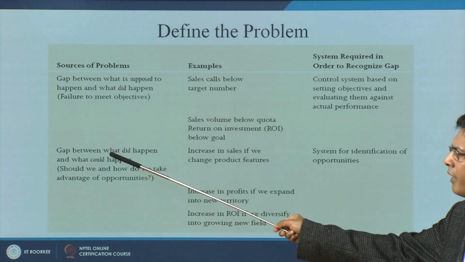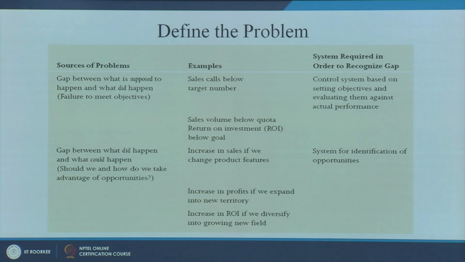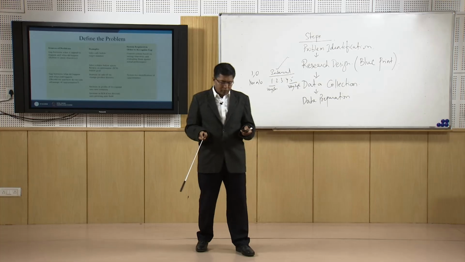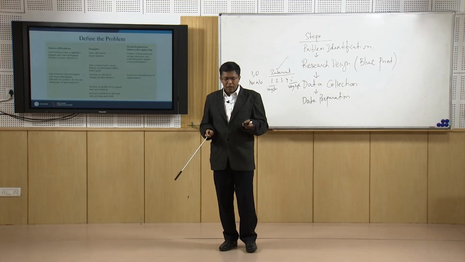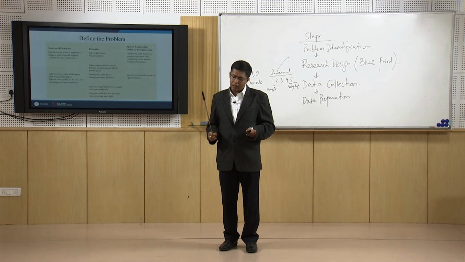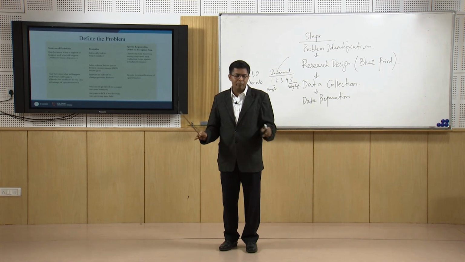The second is the gap between what happened and what could have happened. Suppose, let us say, as I said in my first class, I have priced this stick at 100 rupees, but people are ready to pay 120 rupees and I have sold 1 lakh pieces of it. So, on every piece I have missed 20 rupees. That means without any problem, I have just lost 20 lakhs simply, right.